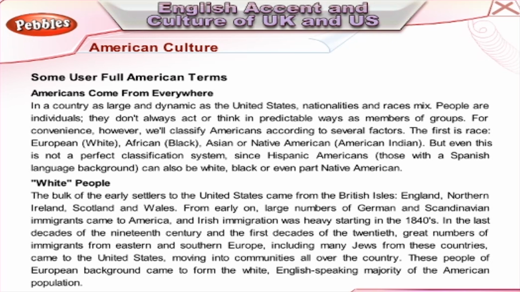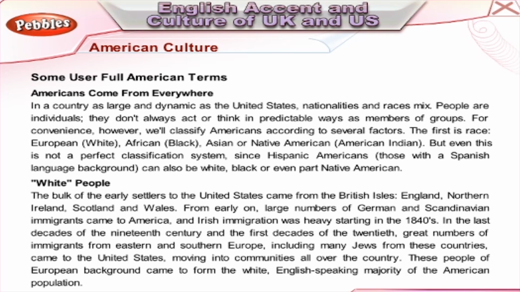The first is race. European, white, African, black, Asian or Native American, American Indian. But even this is not a perfect classification system, since Hispanic Americans, those with a Spanish language background, can also be white, black, or even part Native American.